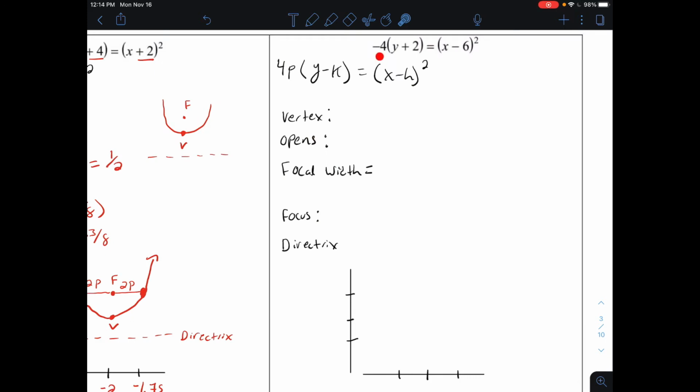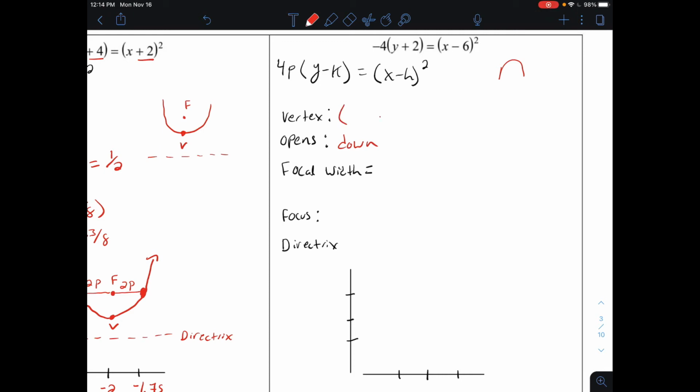Okay, let's look at this next one. We have the parabola equation, -4 times y plus 2 is equal to x minus 6 squared. Now, how do I know it's a parabola? Just by looking at the equation. A parabola will only have one squared variable. So either x or y will be squared, but not both. And x is being squared, so it has to open vertical because I have a negative coefficient over here, and that means it's going to open downward. So we can go ahead and write it opens down.